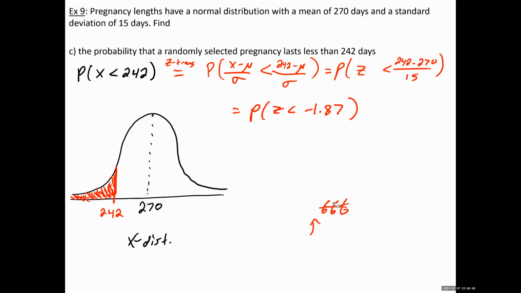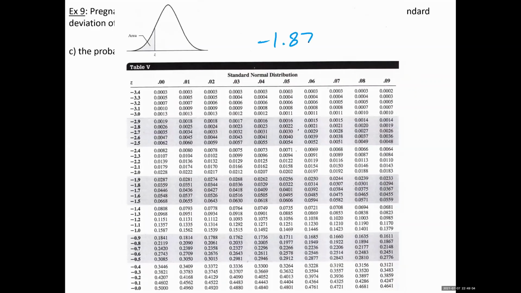Okay, so we took the normal problem and we transformed it to a Z problem, to a standard normal problem. So the X problem is now a Z problem. Now we do the Z problem. So I'll change color for the rest of it. But it's already a less than. When it's a less than, those are the easiest Z problems to do. You just look up the number in the table. It's negative, so I'm going to use the negative side of the Z table. We're looking at negative 1.87, so let's go look it up.